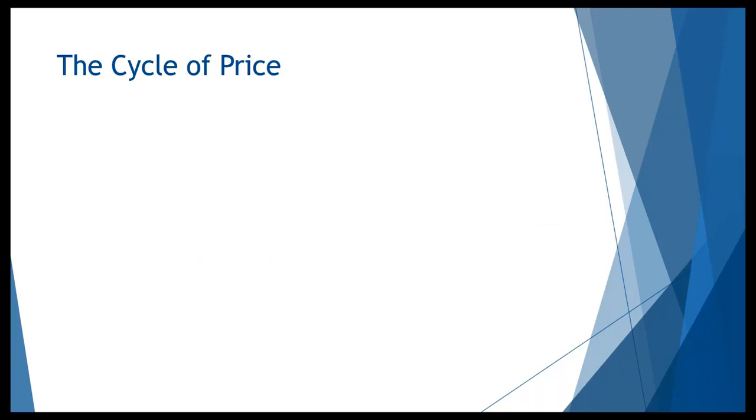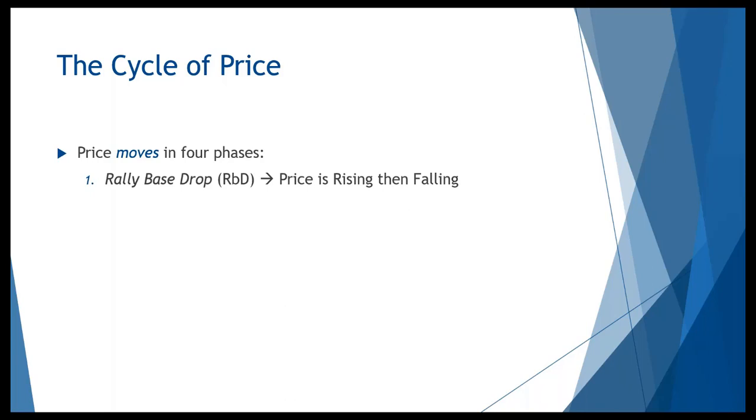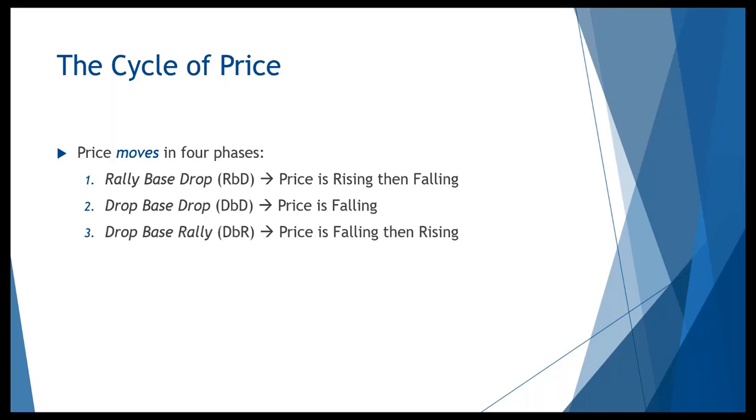These series of formations is something I like to call the cycle of price. This is a price theory that market movements, our impulses and our corrections, can be defined into four phases. The first being something called a rally-based drop. This is where price rises and then falls. Second, we have a drop-based drop. This is where price is falling. Third, a drop-based rally. This is where price is falling, then rises. And finally, our fourth is rally-based rally. This is where price is rising.